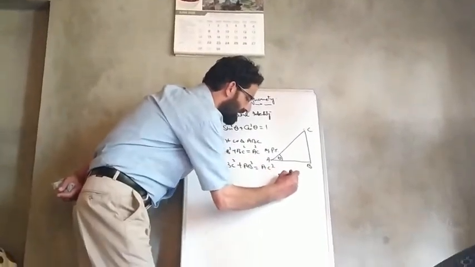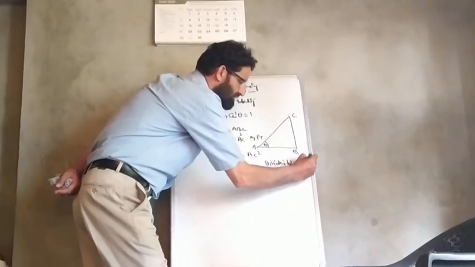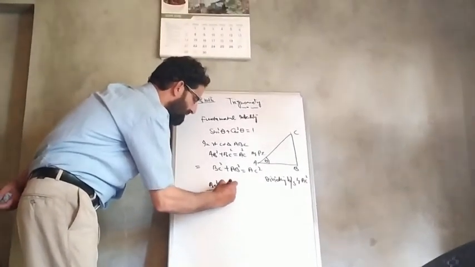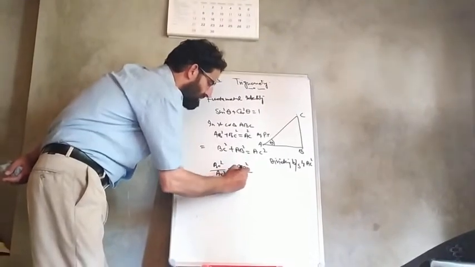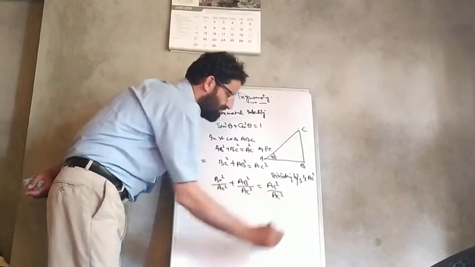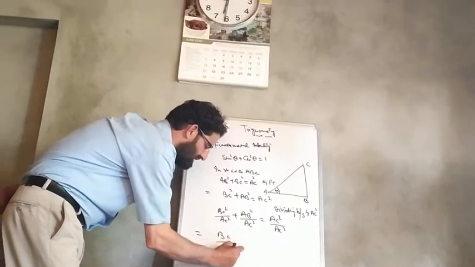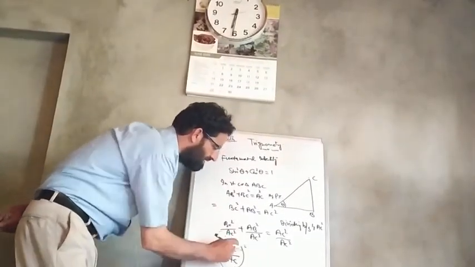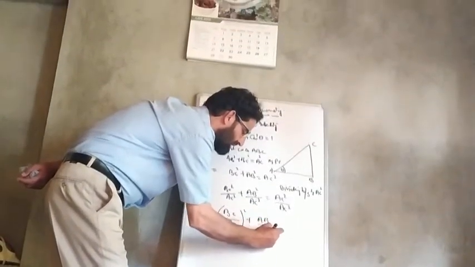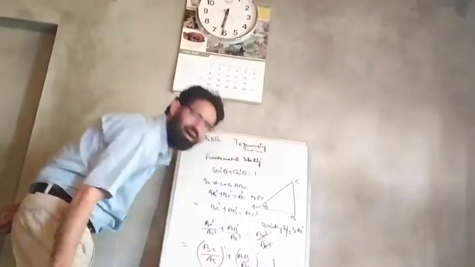Dividing it is very simple. Dividing both sides by AC square, we can write BC square divided by AC square plus AB square divided by AC square is equivalent to AC square divided by AC square. Now we can further write this as BC divided by AC whole square plus AB divided by AC whole square, and AC square will get cancelled. We are left with 1.